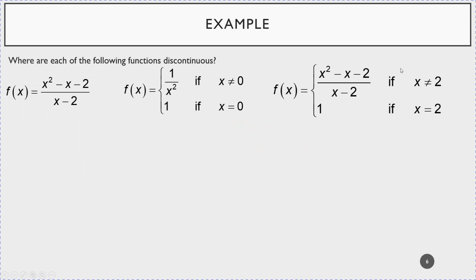All right, let's talk about these here. Okay, so where are each of the following functions discontinuous? All right. So if you look at this one here, f of x is equal to x squared minus x minus 2, all over x minus 2. Maybe you even recognize that the numerator will factor. It'll factor into x minus 2 times x plus 1, divided by x minus 2. I'll just cancel out the x minus 2's. Well, before you cancel that out, look, you still have to respect the domain of the original function. So we have discontinuity here at x is equal to 2 because you get a divide by 0 here. Okay, so you can't have a divide by 0.